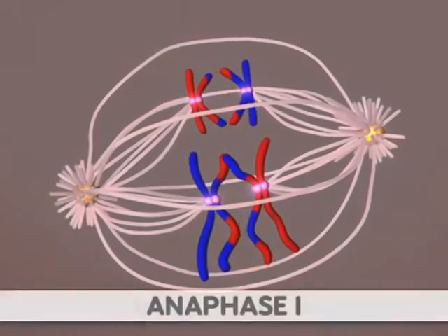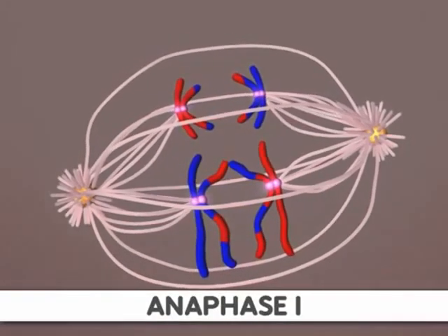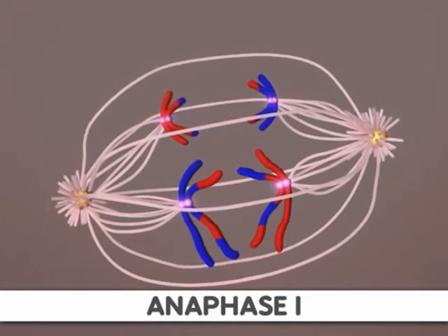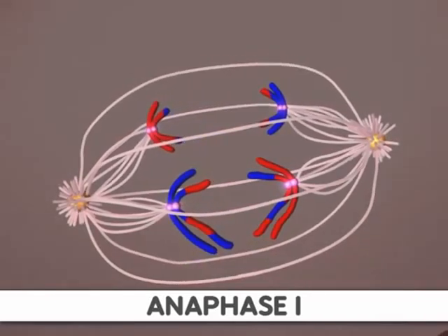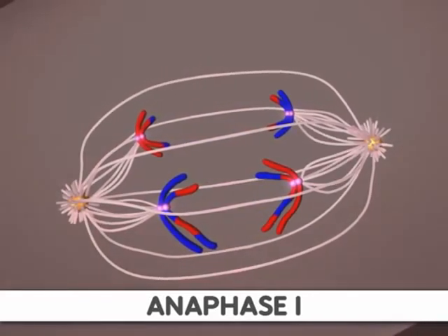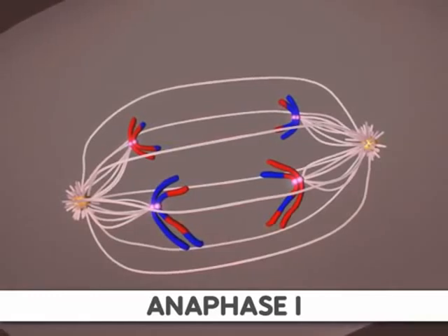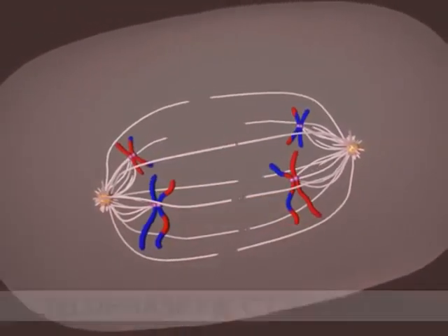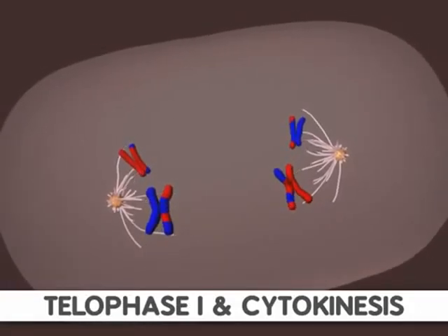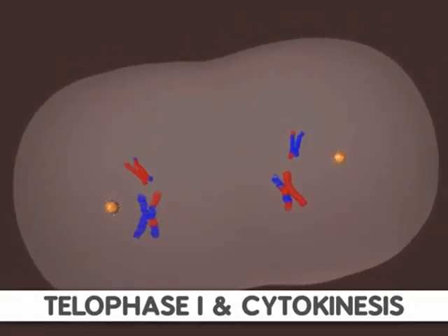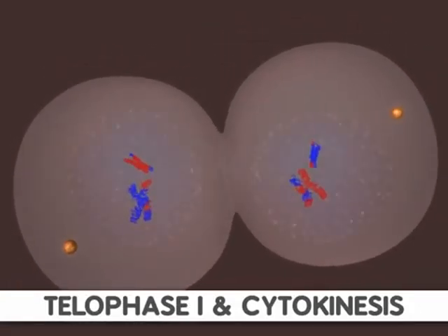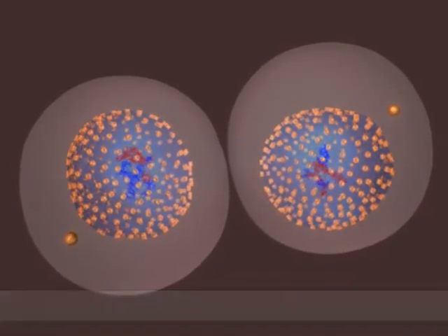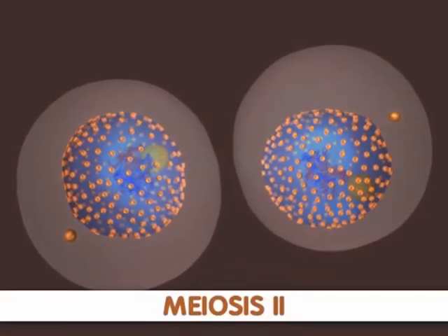The next phase is anaphase I. During this phase, homologous chromosomes separate and migrate to the two poles of the cell. Importantly, the sister chromatids remain attached at their centromeres. The final steps of meiosis I are telophase I and cytokinesis. Here, the cell divides into two daughter cells. Each of these two cells now undergo meiosis II.